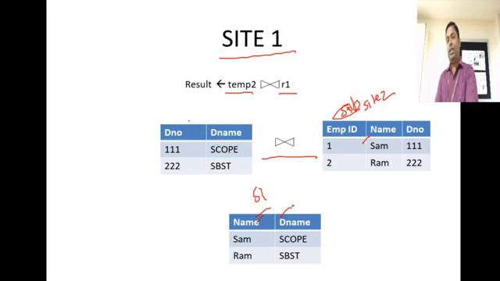So what we have achieved here is, we have avoided the transfer of unnecessary records that do not take part in a join between two sites. So this is another strategy. You call that semi-join.